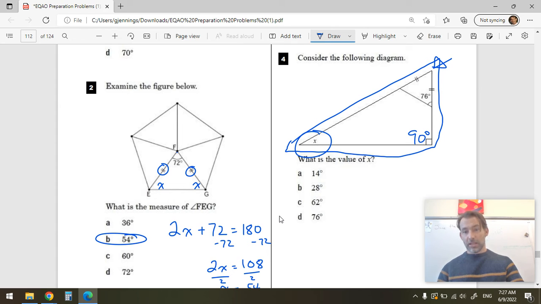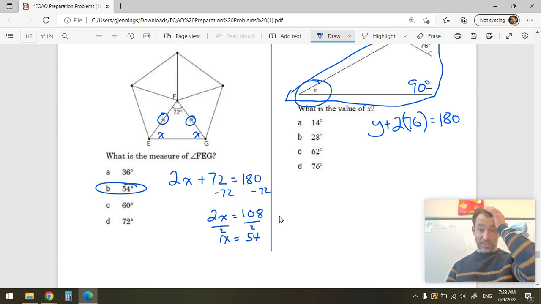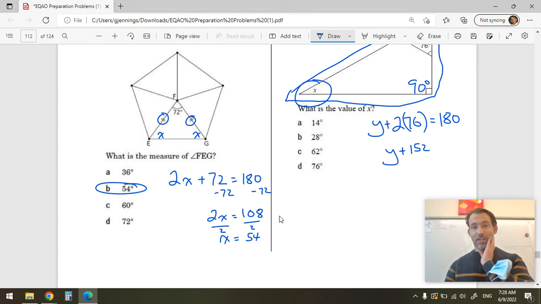But we're told that there's an isosceles triangle up there. That means this angle is 76. And this angle, I don't know what it is, call it y. All right? y plus 2 times 76 equals 180, because that's a little triangle up there. Its angles will add to 180 like any triangle. 2 times 76 happens to be 152. So I have y plus 152 equals 180. What do I need to add to 152 to get 180? Well, it's 28. y is equal to 28. If you're not sure, subtract 152 from both sides.